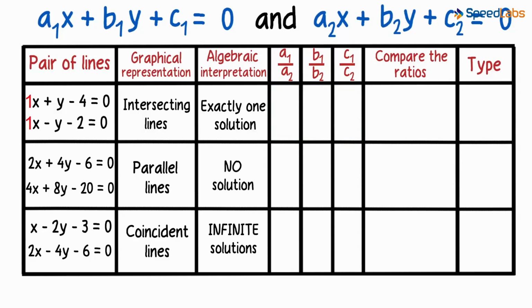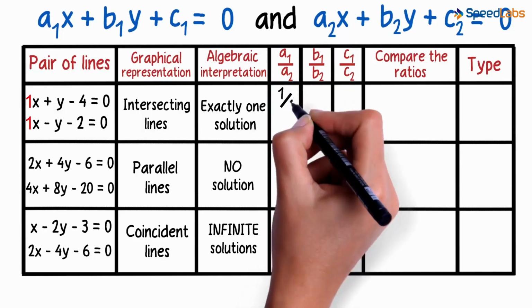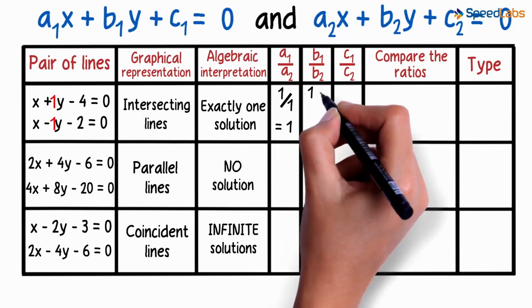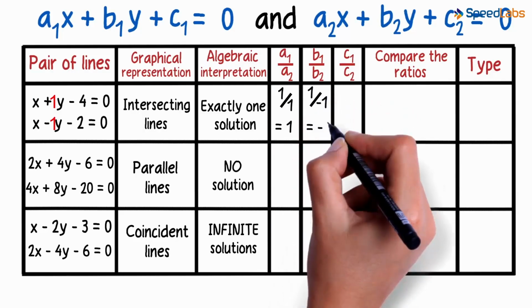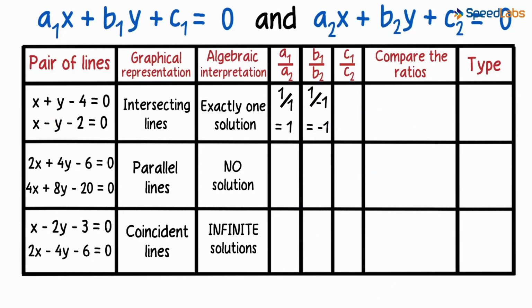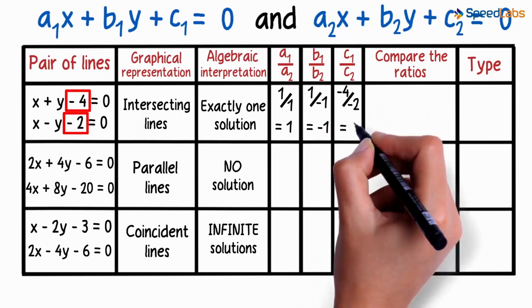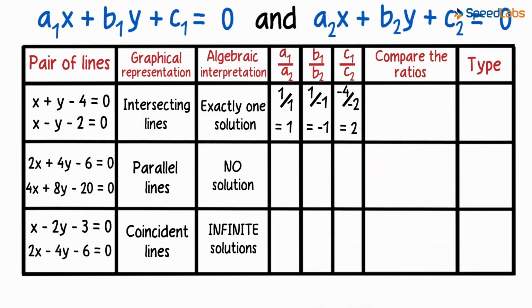a1 and a2 are both 1. Hence, a1 over a2 will equal 1 over 1, which is 1. b1 is 1 and b2 is negative 1. Hence, b1 over b2 is 1 over negative 1, which equals negative 1. And c1 is negative 4 and c2 is negative 2. Negative 4 over negative 2 is 2. In a similar way, I want you to find out these 3 ratios for each pair.